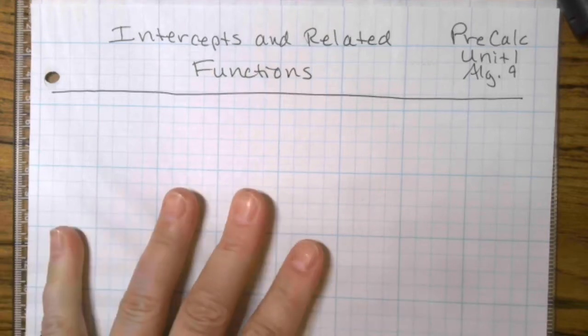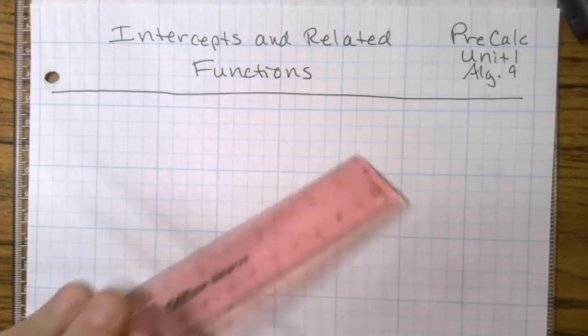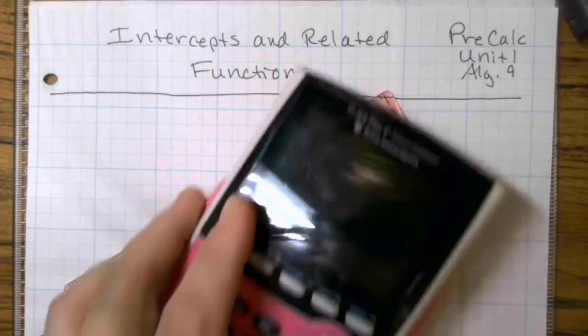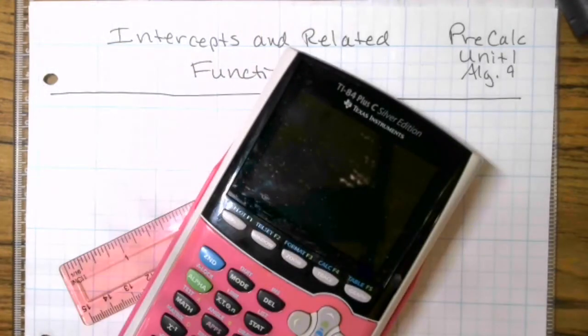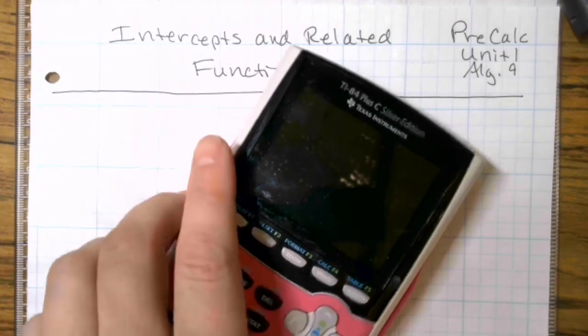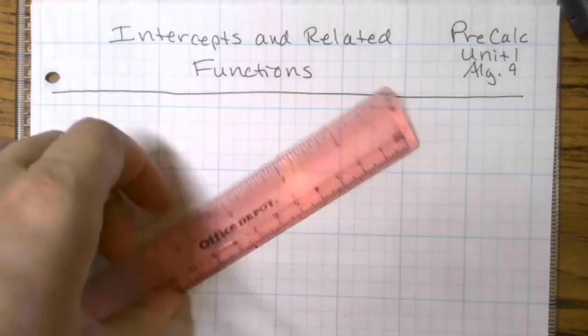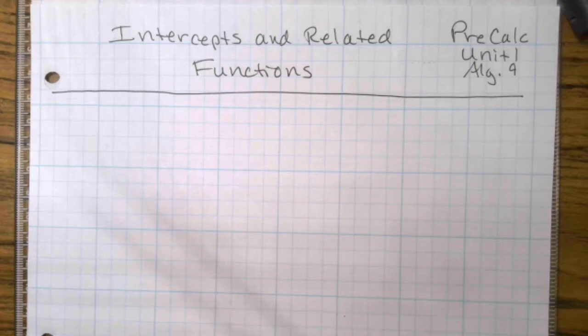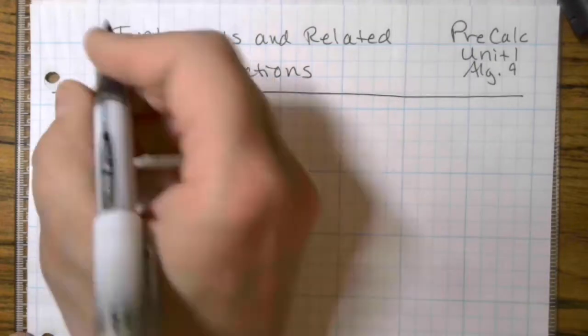Now for the notes on this section, you're going to want graph paper, a ruler, and your graphing calculator. So if you don't have those out yet, go ahead and pause the video, get out your supplies, and then restart it so that you're ready to go.